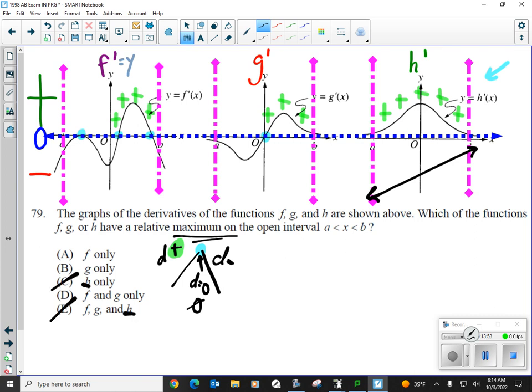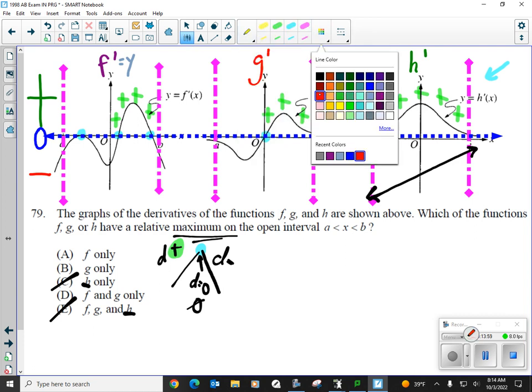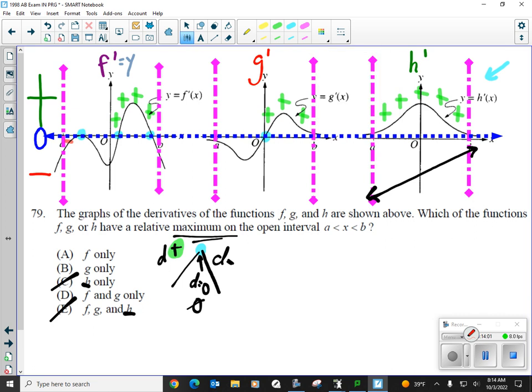All right. Now let's take a look at the negatives. Anything below the line is negative. It's negative here, negative, negative, negative, negative, negative, negative, negative, negative. Okay. Remember, I want it to go from positive to negative as I go left to right. The only thing that goes positive to negative, wait a second, maximum, what am I missing?